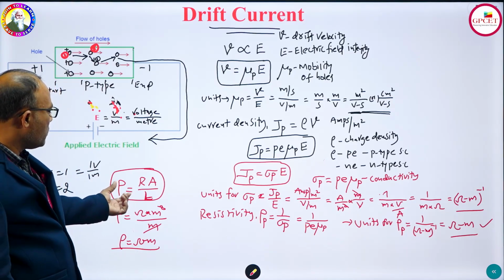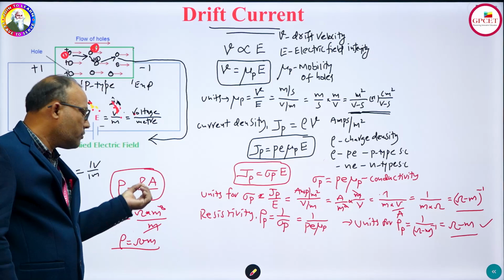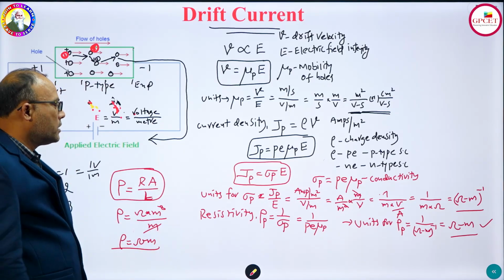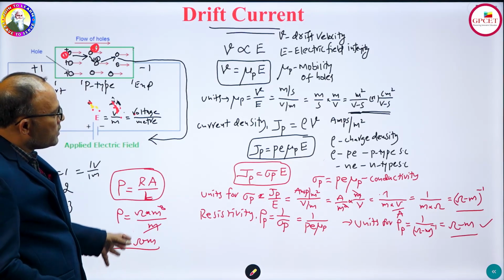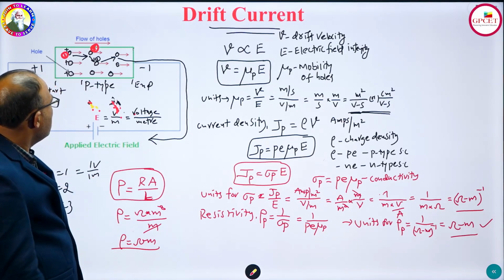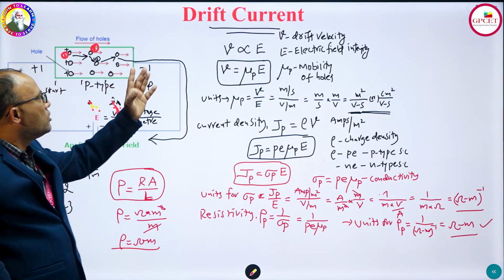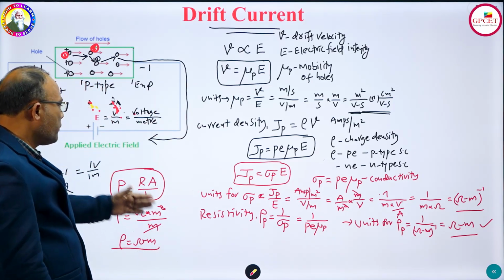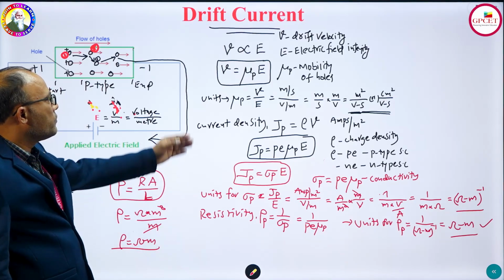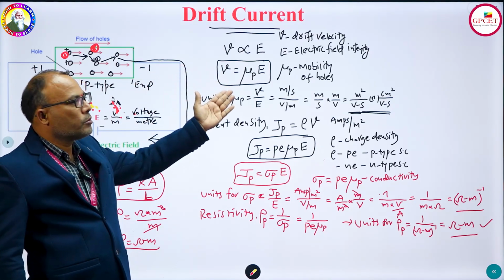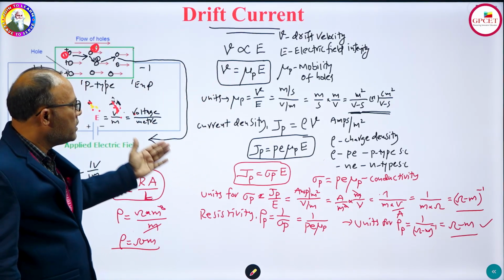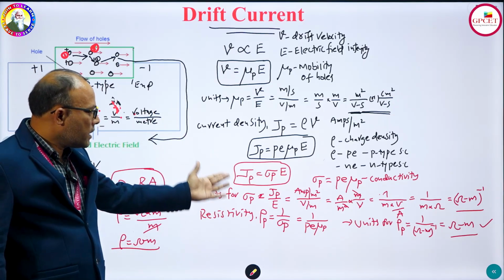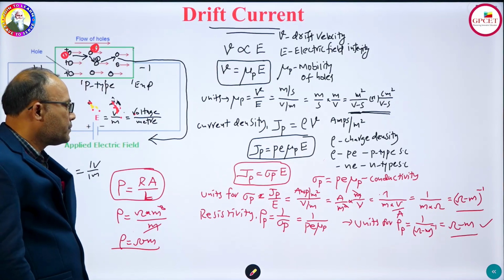We can use this formula also, provided that resistance is given, and the area and the length of the semiconductor are given. So this is about the p-type semiconductor, which we are using here in order to obtain drift current. These are all the various equations we have got, starting from drift velocity, V is directly proportional to E, V is equal to mu p into E, then current density, conductivity, and also resistivity.